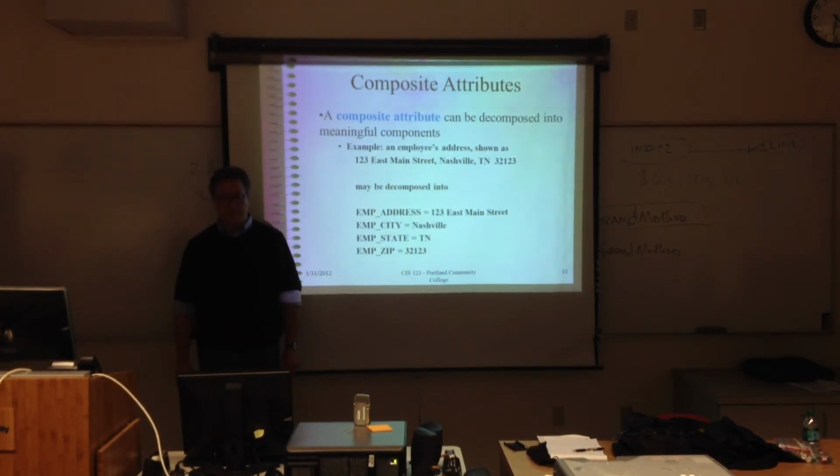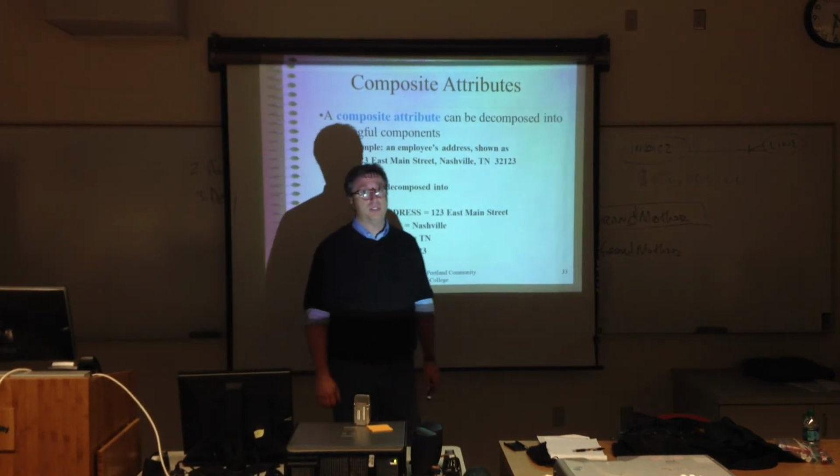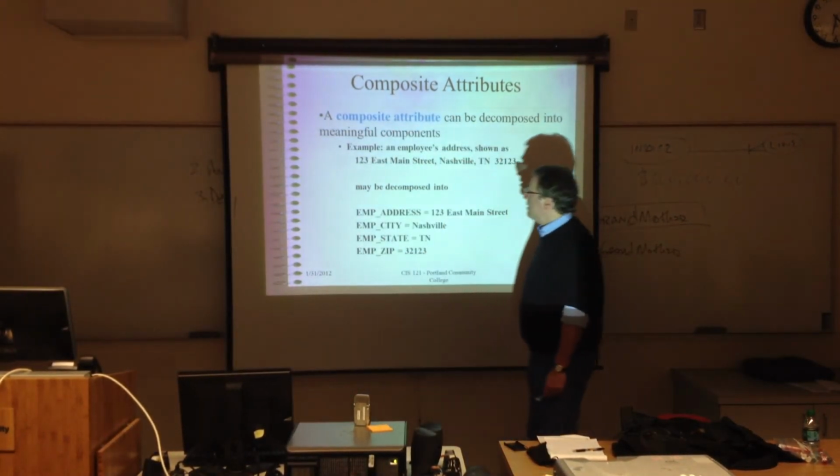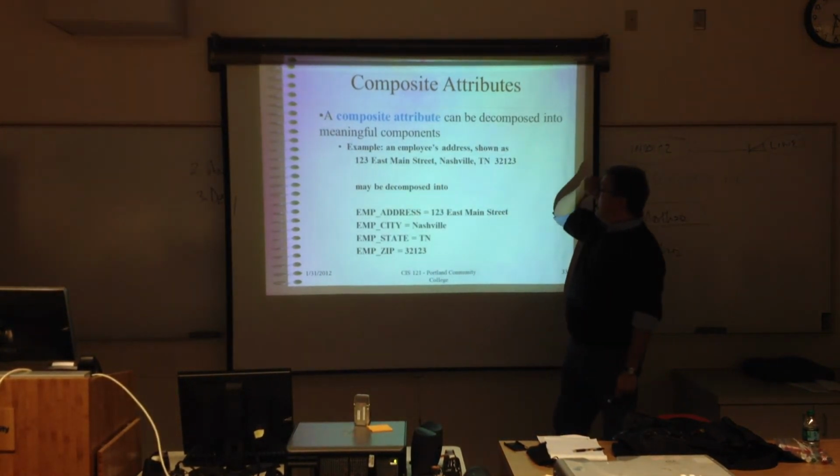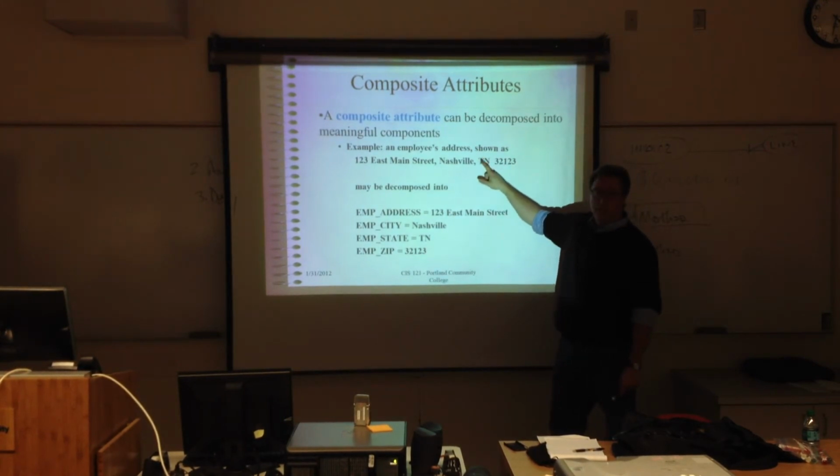Anyway, let's get back to that address. A composite attribute is something that I can break down into smaller pieces. And I should break down composite attributes into smaller pieces. So I take this big long location, and it's pretty easy to break it down. We know what zip codes are, we know what states are.